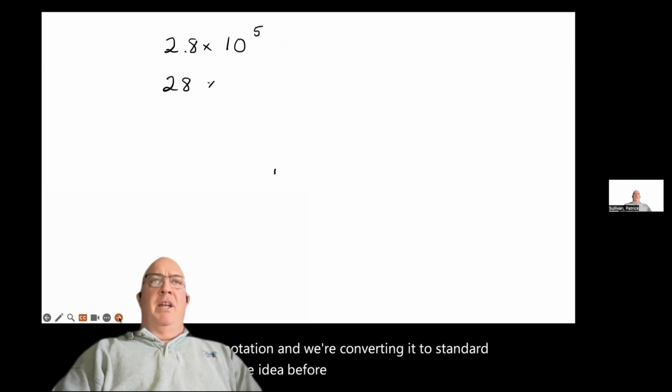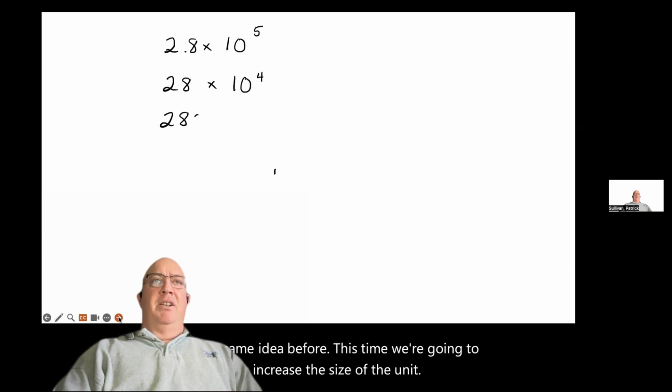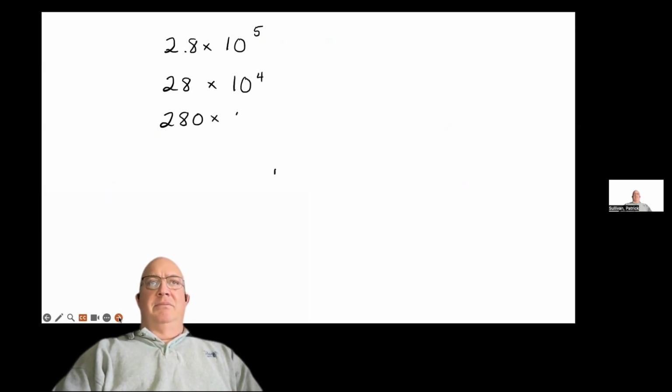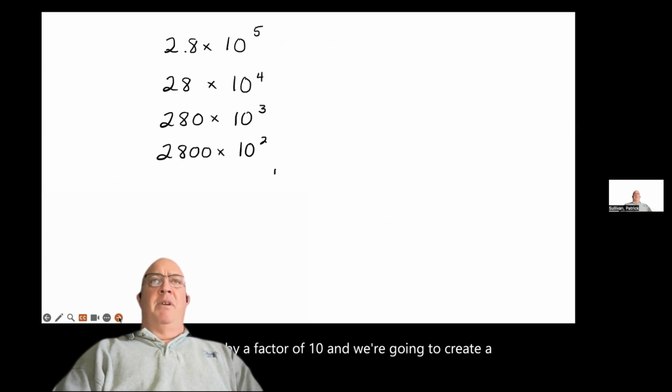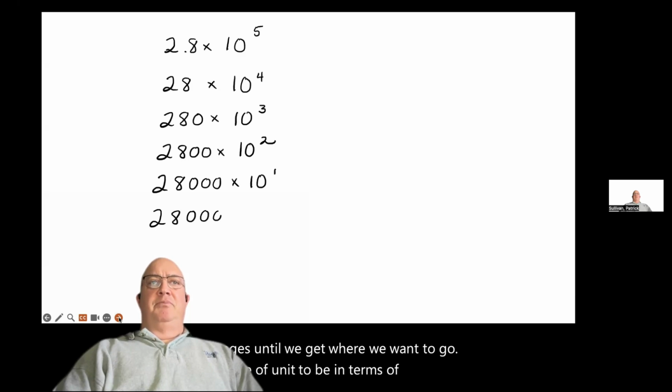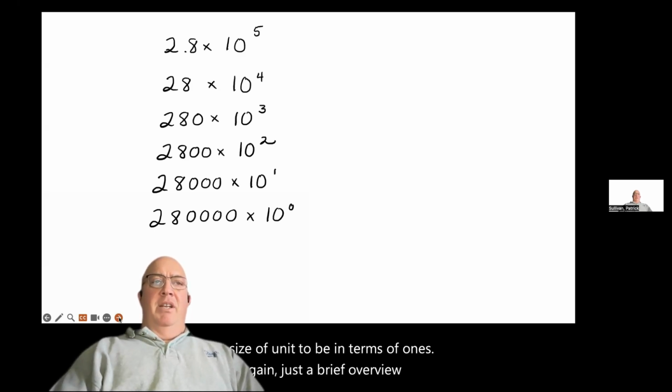This time we're going to multiply. We're going to increase the quantity by a factor of 10 and decrease the size of the unit by a factor of 10. And we're going to create a bunch of equal exchanges till we get where we want to go, which is to have that size of unit in terms of ones. And there we go.